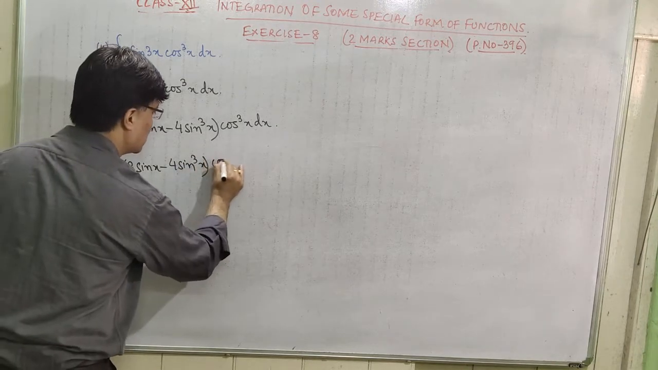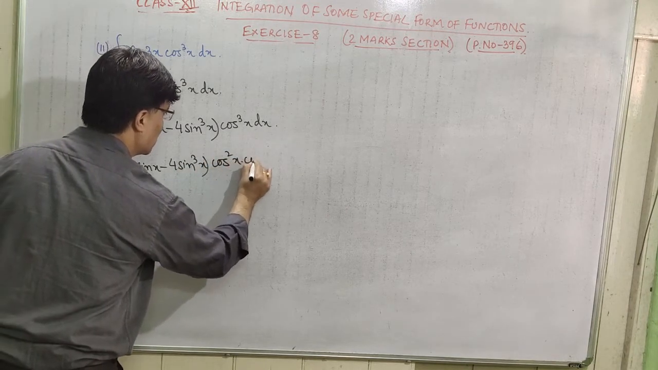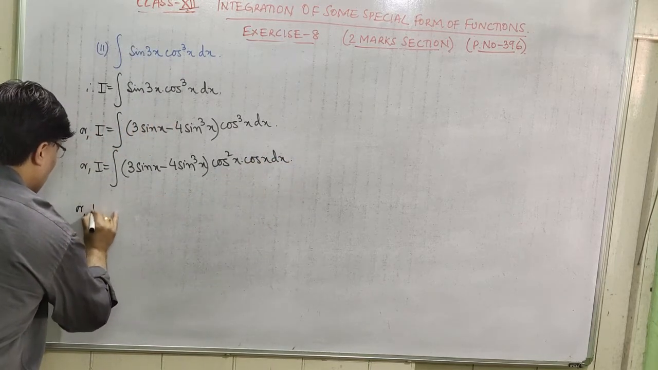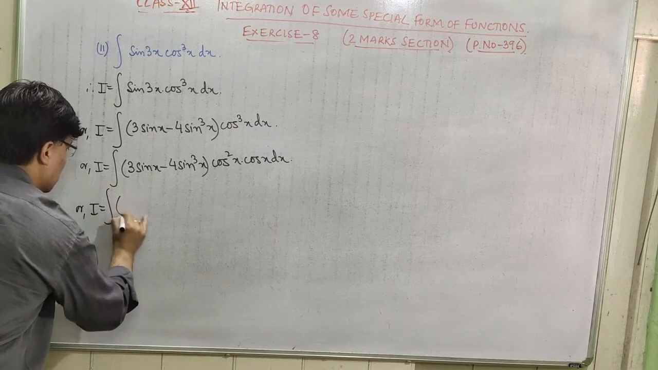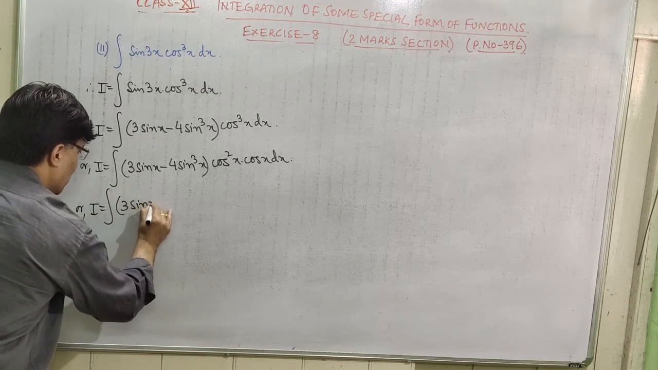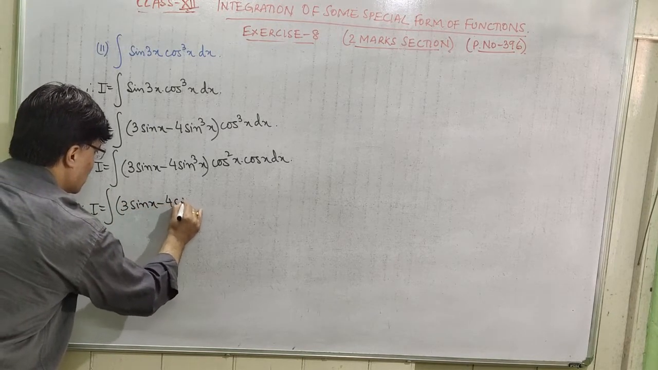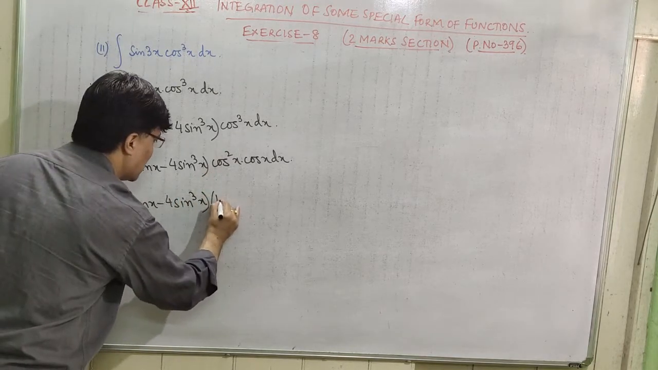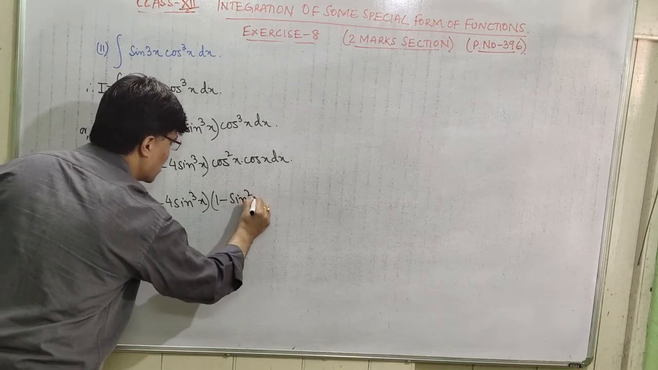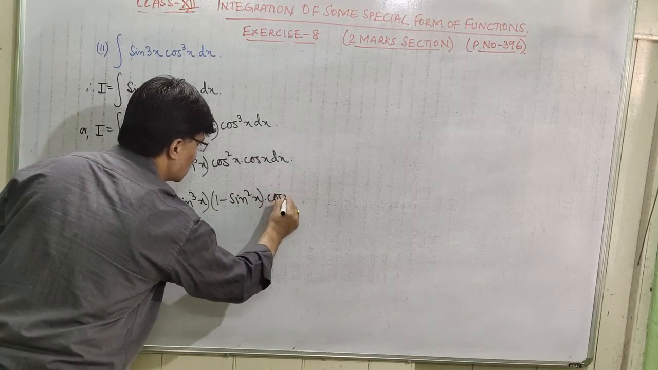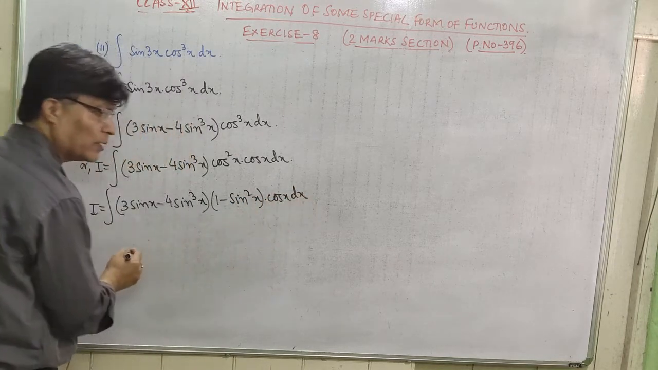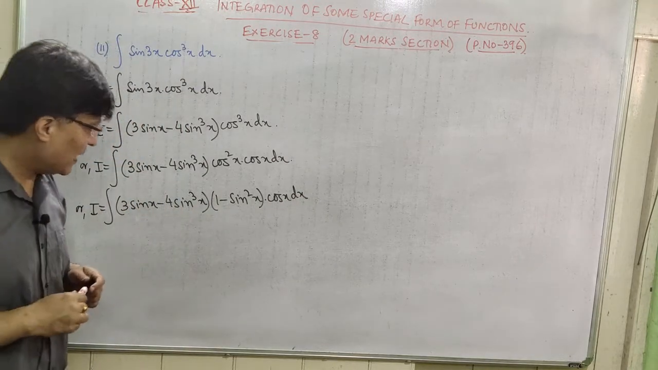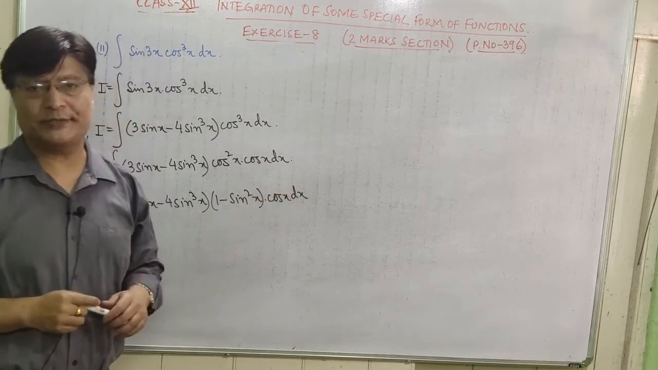What is cos cube x? It is cos square x into cos x dx, right? So I is equal to integration of, within bracket, 3 sine x minus 4 sine cube x, bracket closed. And what about cos square x? It is 1 minus sine square x into cos x dx. Now these two factors are in terms of sine x and there is cos x dx.